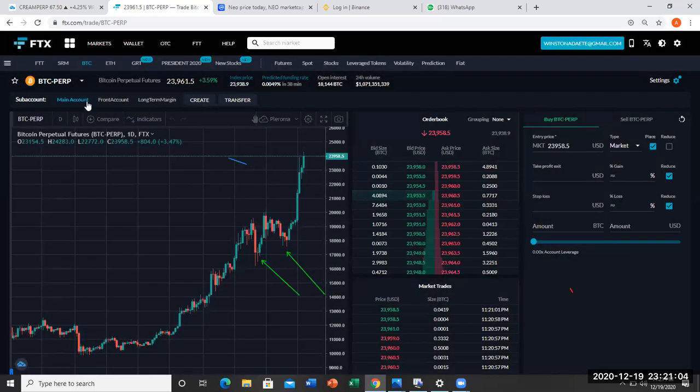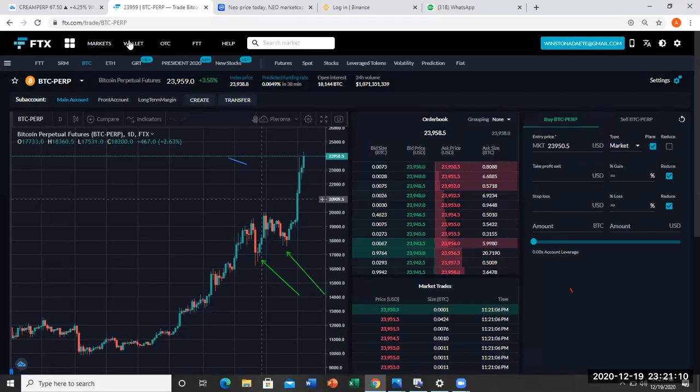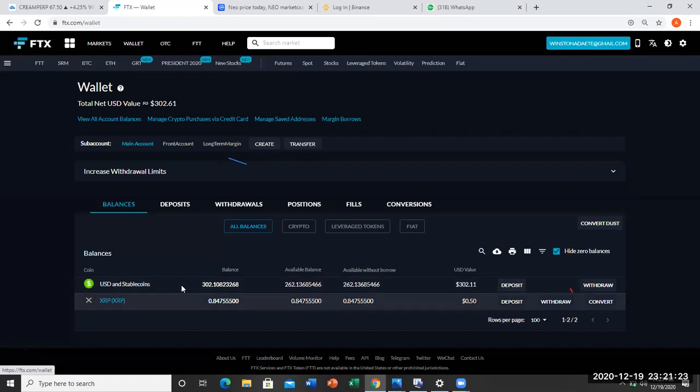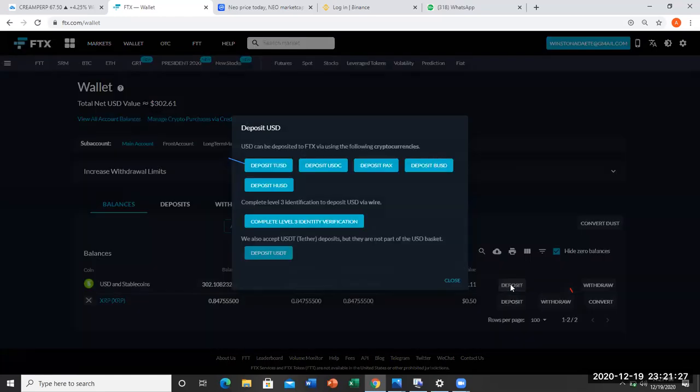Now, if I were to look at how to fund, you click on wallet. Now you see, when I click on balances, you see my USD and XRP. If I click on deposit, I want to deposit USD. If you click on deposit, these are the options I have.